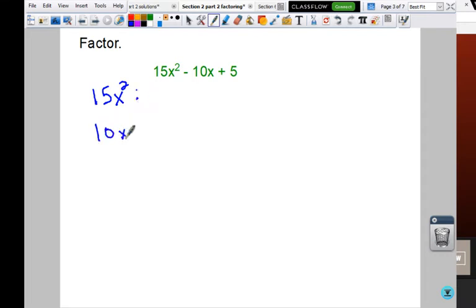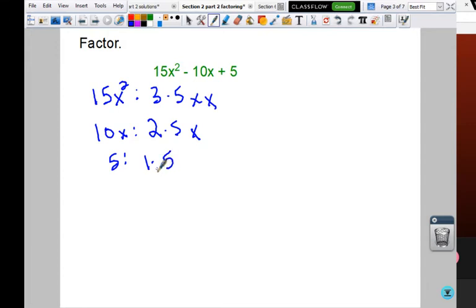And then I got 10x, and 15 is 3 times 5. And then I got 2 x's. 10x is 2 times 5, and then I got an x. And 5 is 1 times 5. What's the only thing that shows up in each list? 5. My greatest common factor is 5.